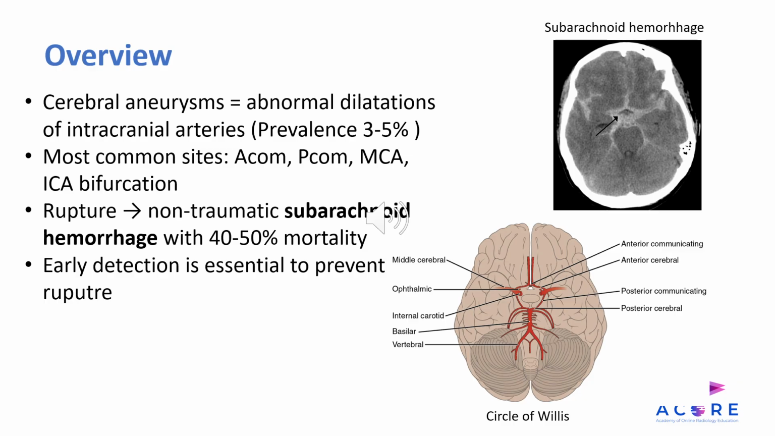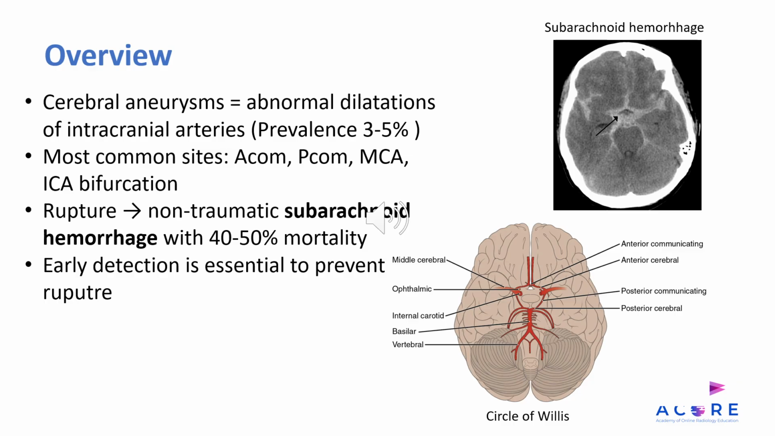So, to start, a cerebral aneurysm is an abnormal dilatation of an intracranial artery. They occur in about 3 to 5% of adults and are usually asymptomatic. The most common sites are found around the arterial bifurcations of the Circle of Willis, particularly the anterior communicating artery, the posterior communicating artery, and the middle cerebral artery. They can also occur at the bifurcations of the internal carotid artery.